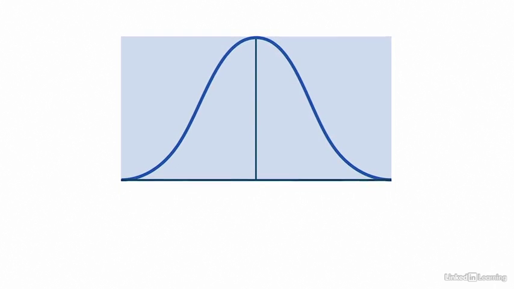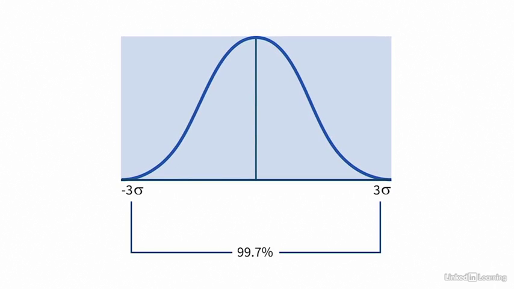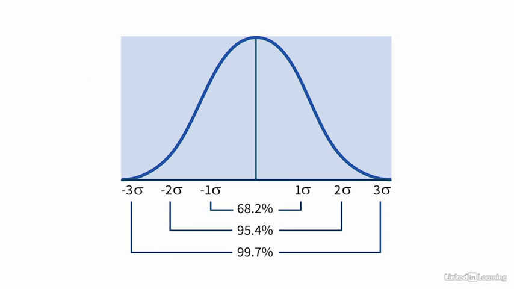In any normal curve, the majority of the variation, or 99.73%, lies within 3 standard deviations of the mean, and approximately 95% lies within 2 standard deviations, and approximately 68% lies within 1 standard deviation of the mean. These percentages are universally true for all normal curves.